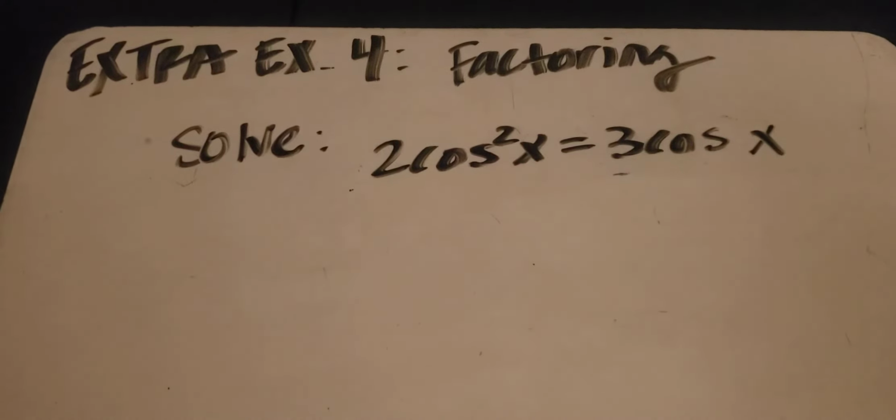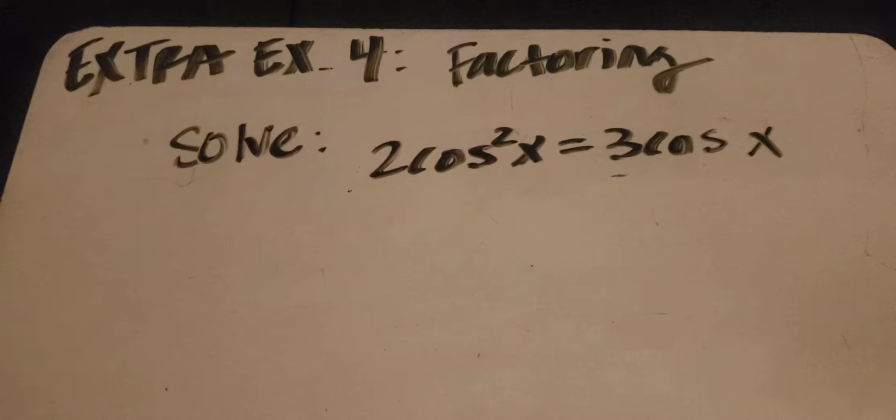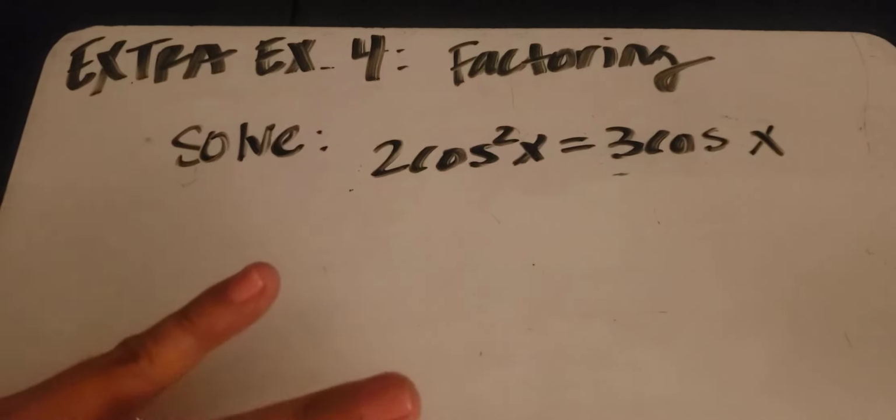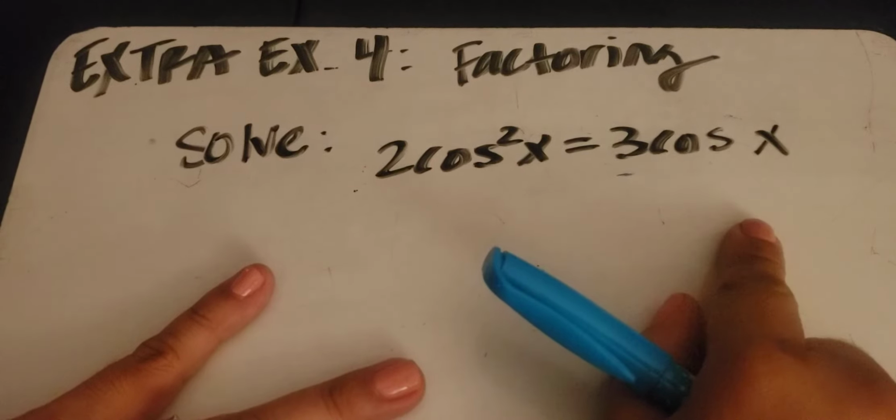Boys and girls, moving on to example 4. We're still going to be solving our equations. We're just going to be applying factoring, okay? So our goal is still to solve for a trig identity. So first thing you want to do is set it equal to 0.